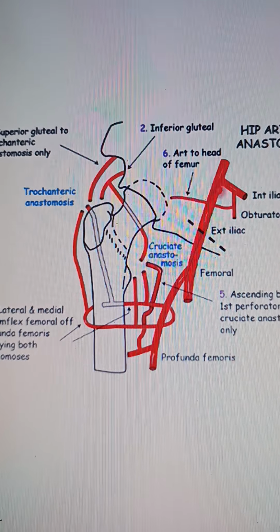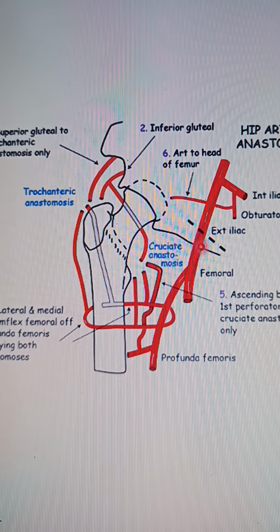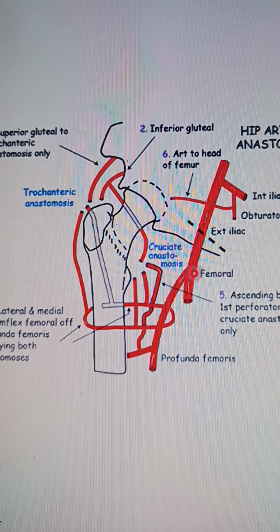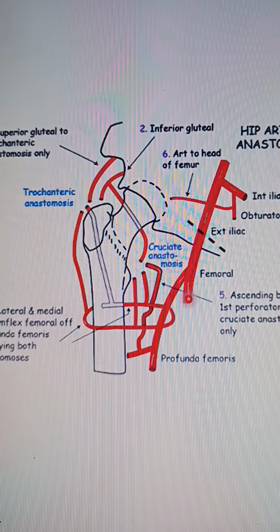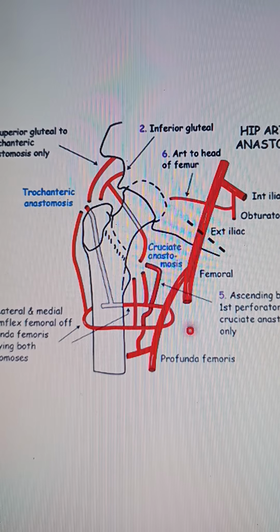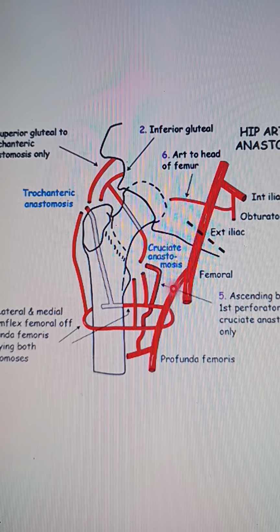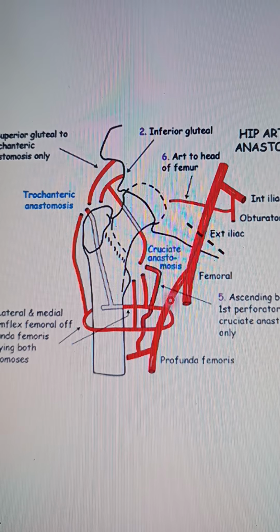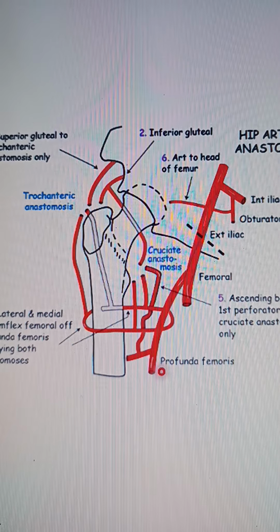Okay. Now let's see, the external iliac artery is traveling forwards, anteriorly, outwards, and reaches the anterior thigh. Here it is called a femoral artery. So for the anterior thigh, you have the femoral artery, and for the posterior thigh, there is a deep femoral artery or profunda femoris artery.